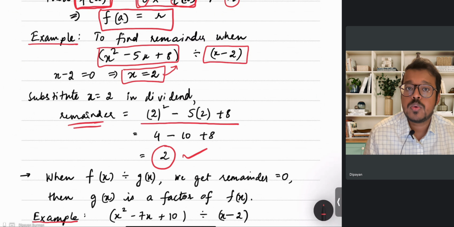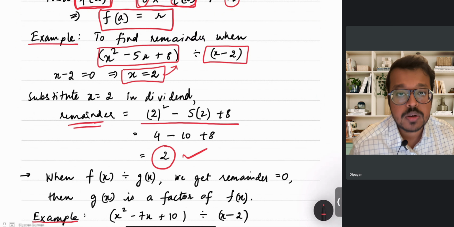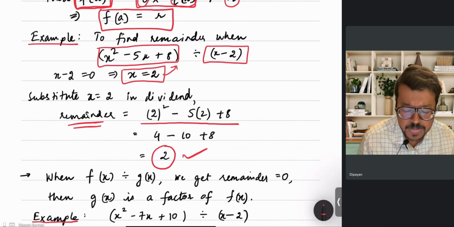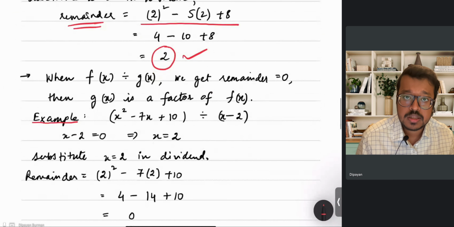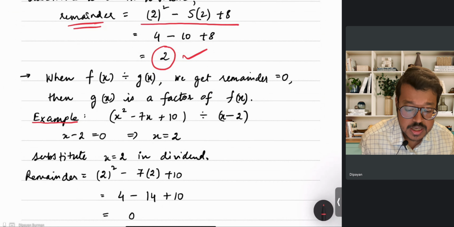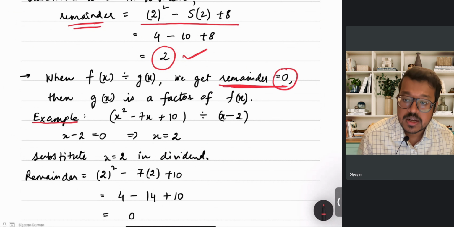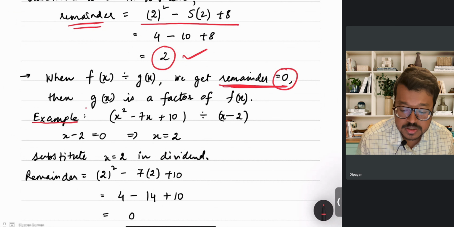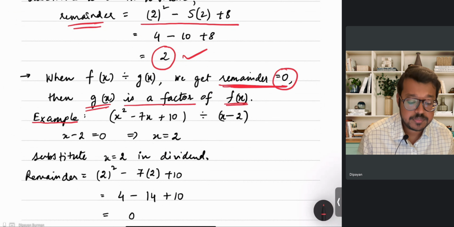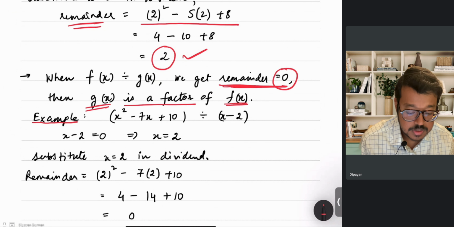So without even doing actual division, I am able to find out what's the remainder. Now suppose in that entire process, f of x divided by g of x, the remainder that we get is actually equal to 0, then we can conclude that the divisor g of x is actually a factor of the dividend f of x.